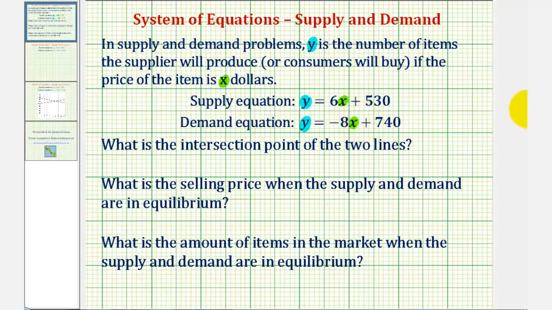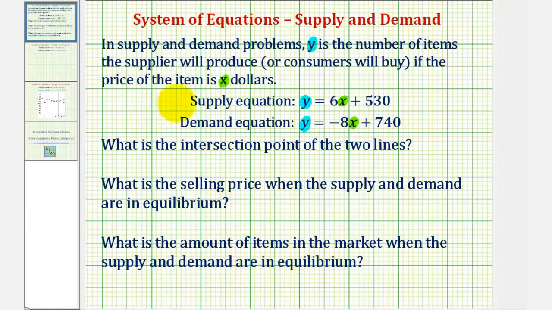Where our supply equation is Y equals 6x plus 530, and our demand equation is Y equals negative 8x plus 740. We first want to find the intersection point of the two lines, then determine what the selling price is when the supply and demand are in equilibrium, and then finally we want to find the amount of items in the market when the supply and demand are in equilibrium.